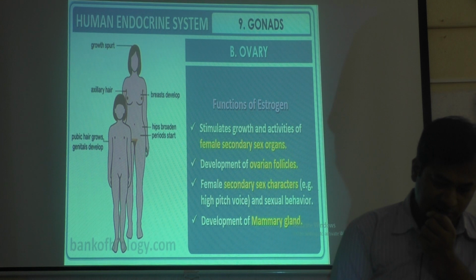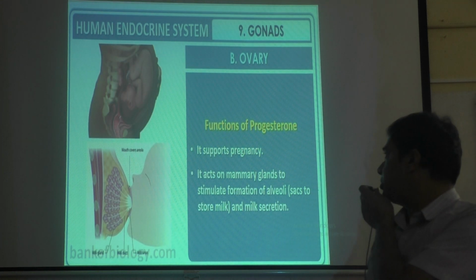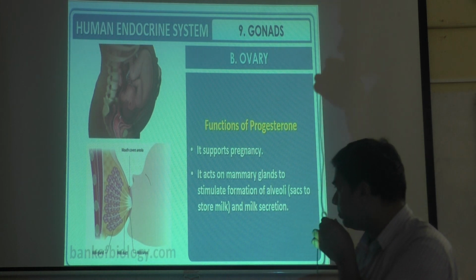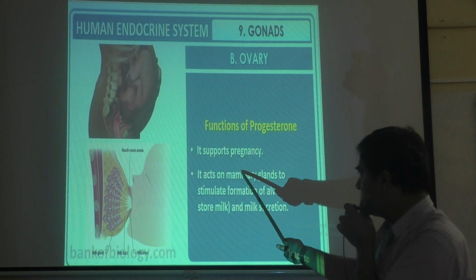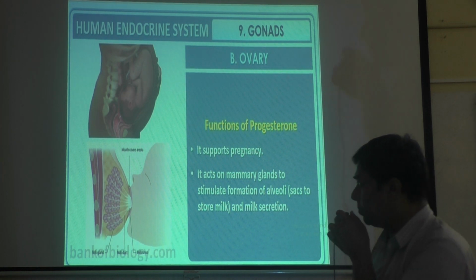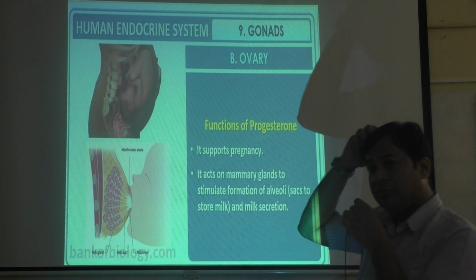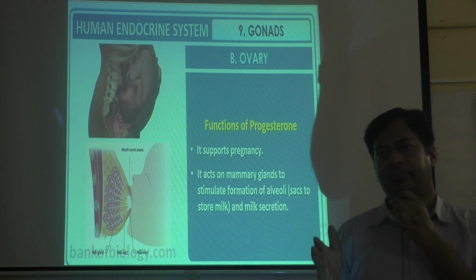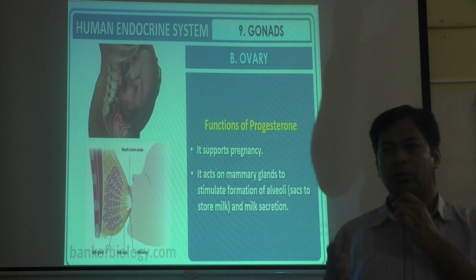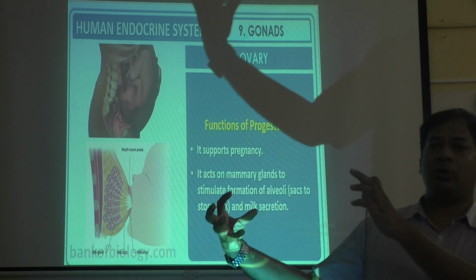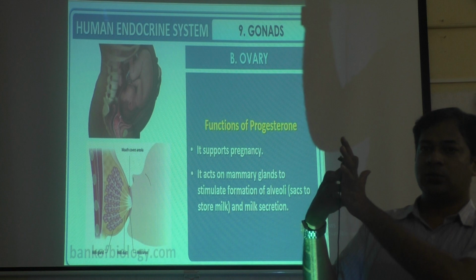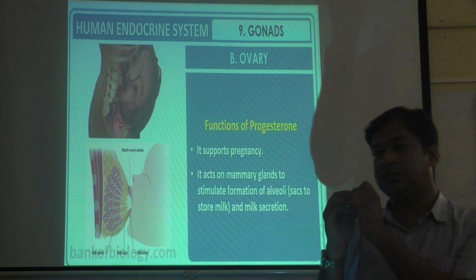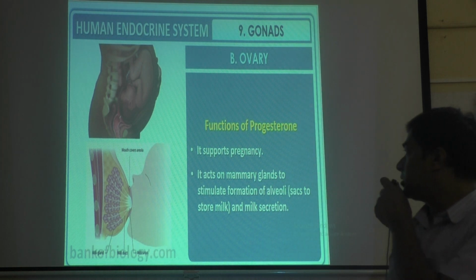Okay, next we will see functions of progesterone. What function does it do? Progesterone, which is produced by corpus luteum, supports pregnancy. It supports pregnancy because for pregnancy to start, the inner wall of uterus, that is endometrium, has to be maintained. The endometrium should be rough, then only embryo can attach. When embryo attaches to the rough wall of uterus, that is endometrium, then only pregnancy starts. So it maintains or supports pregnancy.